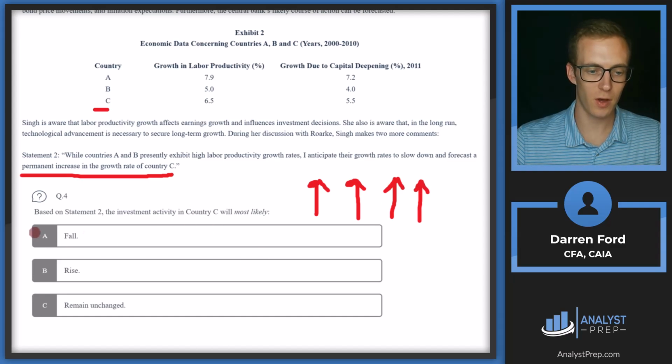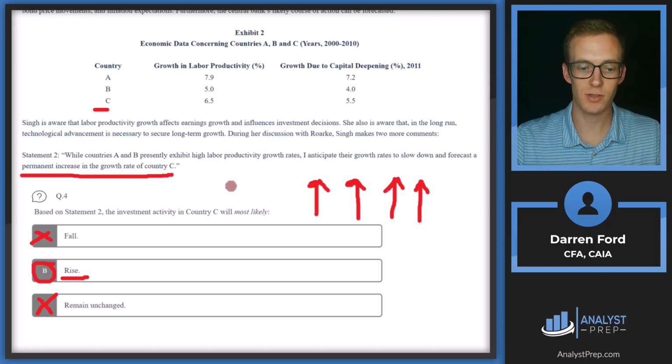So, most likely to fall? Unlikely. Rise? Yes. Or C, remain unchanged? Unlikely, it's more likely that it's going to rise. And those growth rates should attract more investors. Answer B.